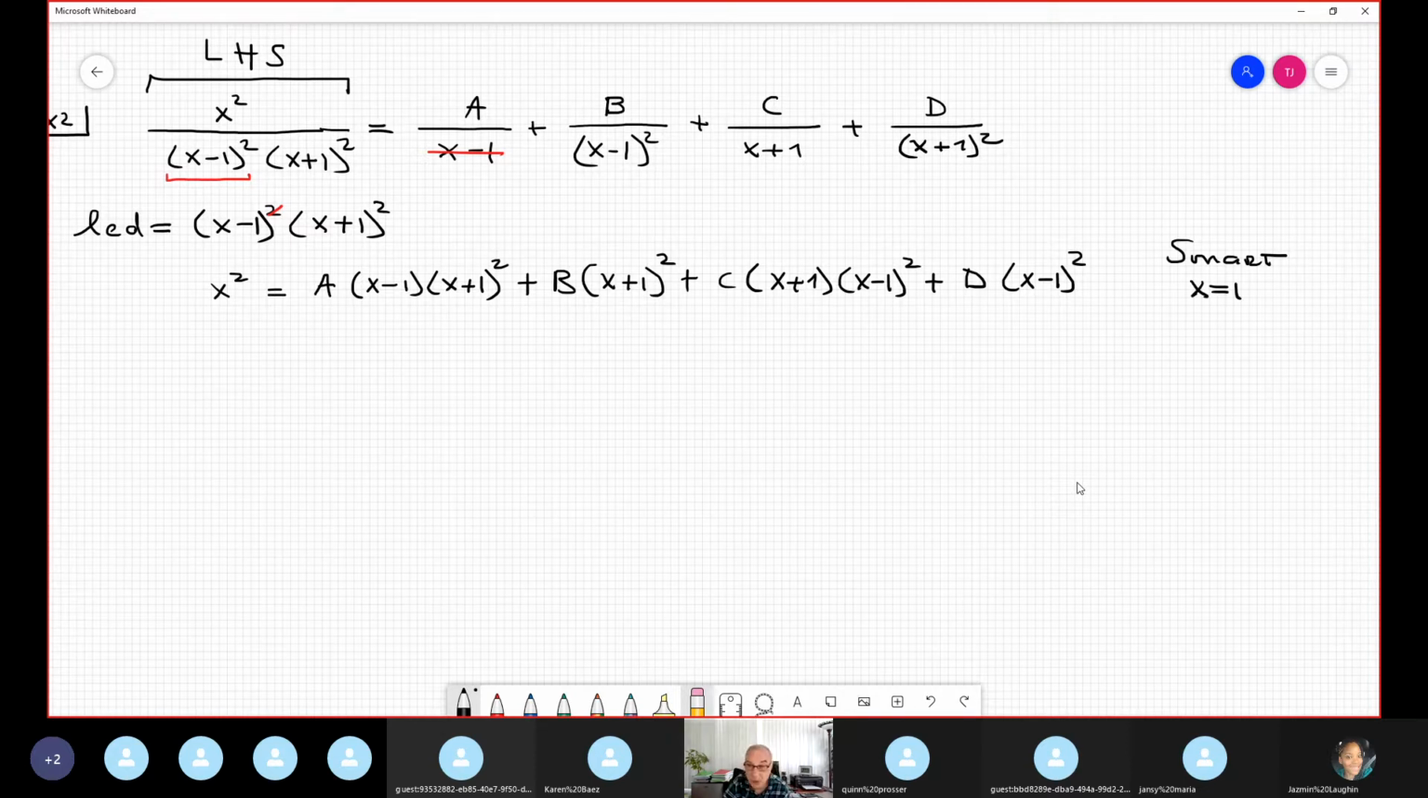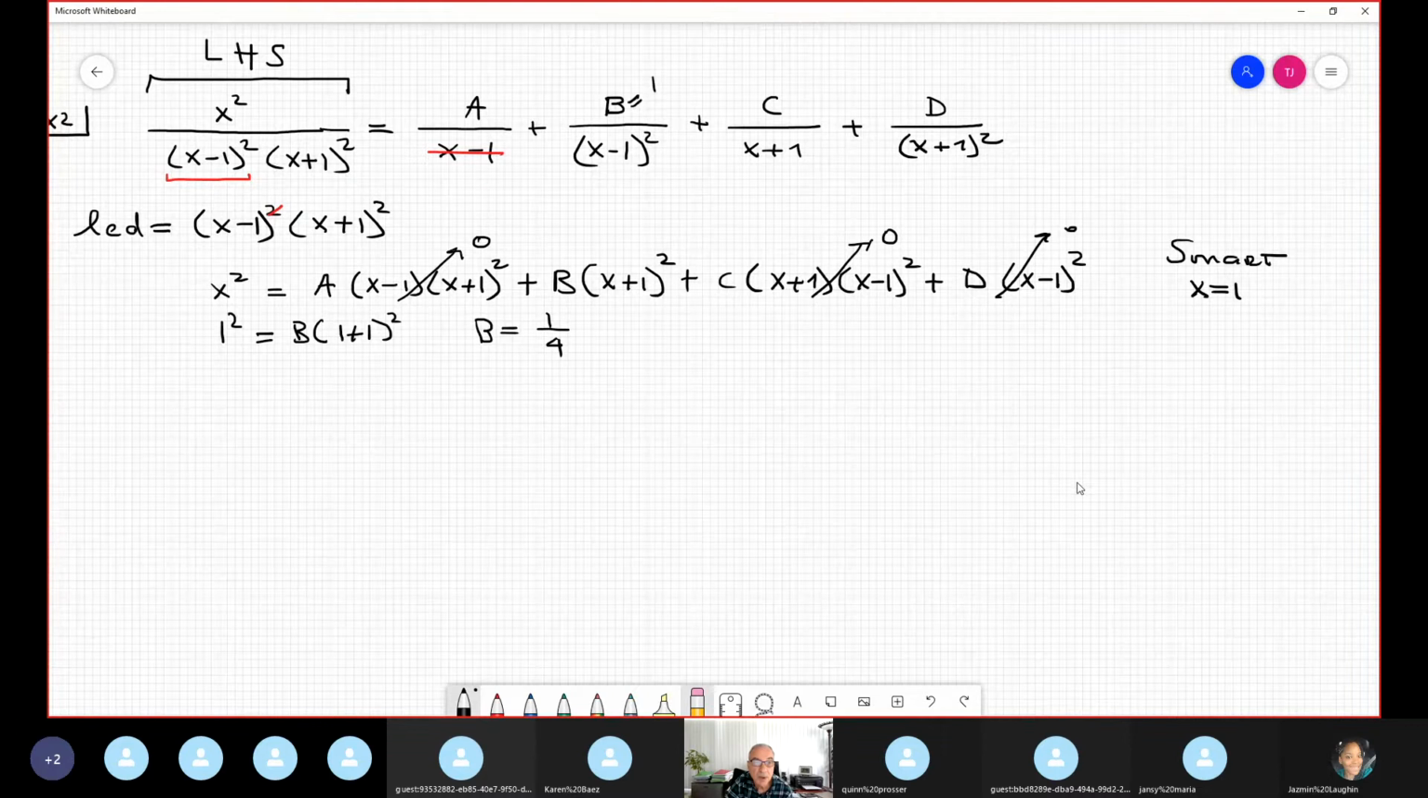You plug in 1 here, 1 squared is 1. And when you plug in 1 here, it's obvious that part disappears, 0. This no, this no, this no, because it's B, 1 plus 1 squared. But this is gone, and this is gone when you plug in 1. So B stays alone, and 1 plus 1 is 2, and 2 squared is 4. Therefore, the conclusion is B is 1/4. End of the story. I found B. I have in my hand B, 1/4.